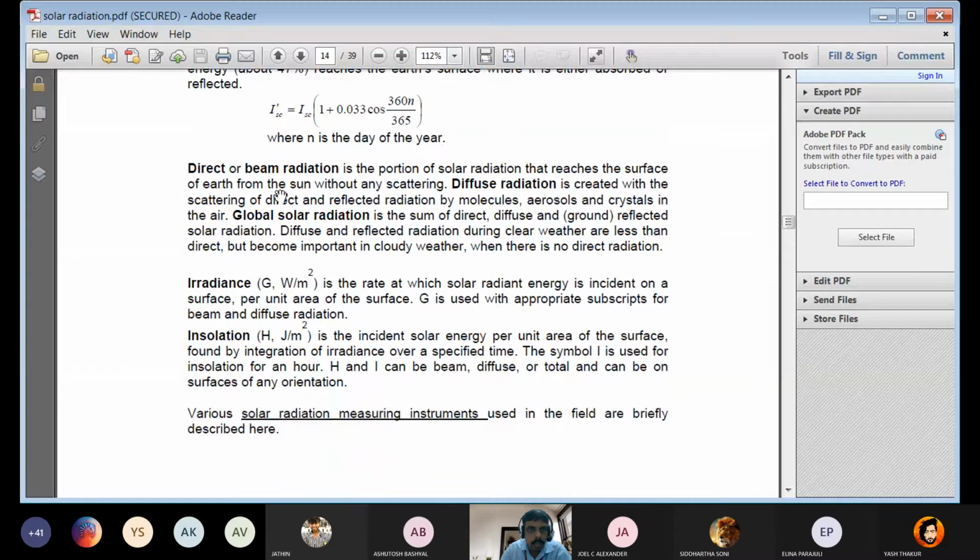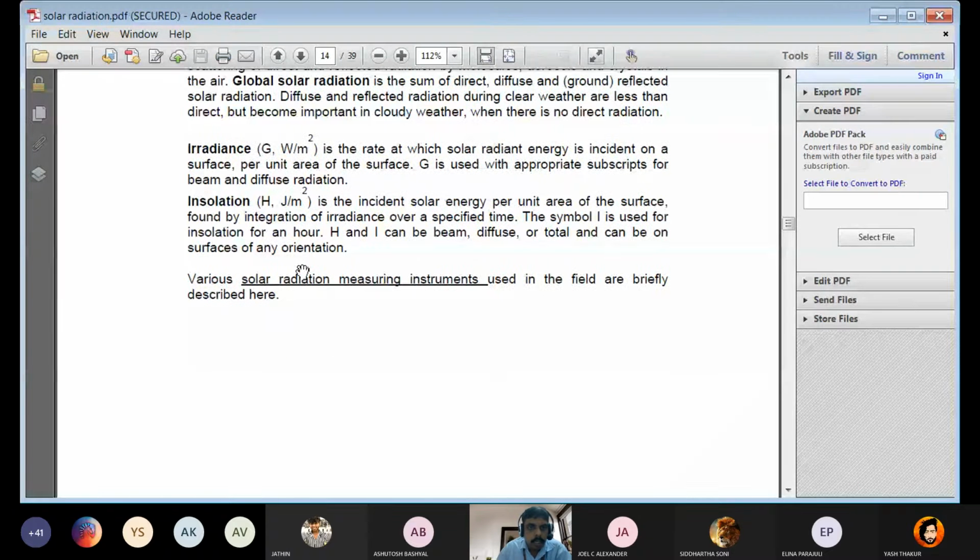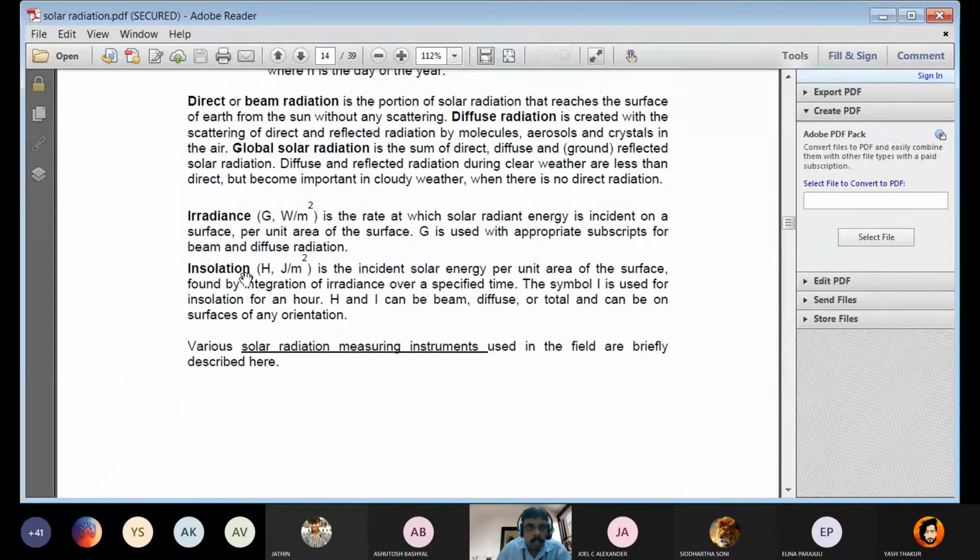Then we have direct beam and diffuse radiation. Direct or beam radiation, diffuse radiation and global radiation. Direct radiation plus diffuse radiation is equal to global radiation, as we have seen in the previous class. Then irradiance and insolation. Radiation we have as energy as well as power, right? Watt per meter square etc. means power. Energy means joule. The difference we have already described, no?